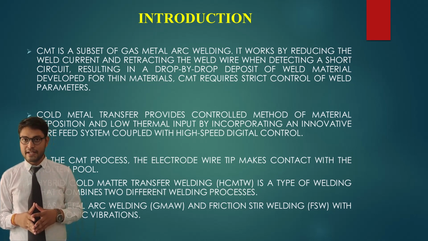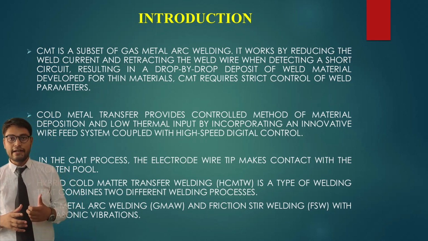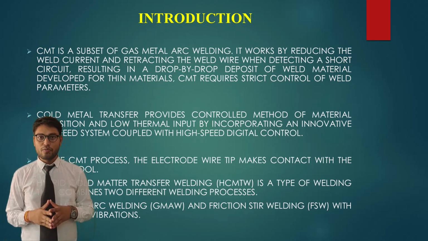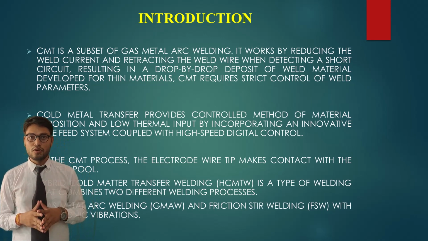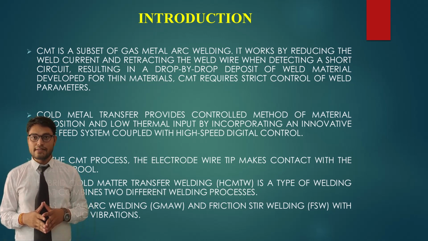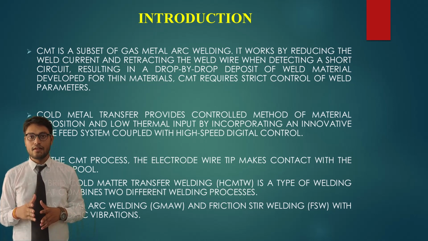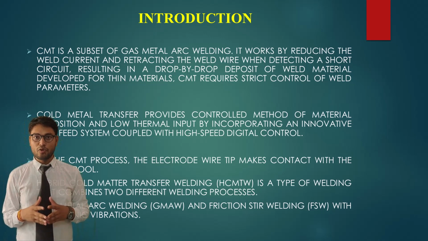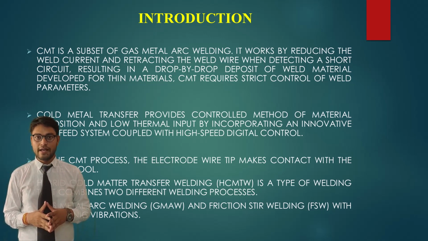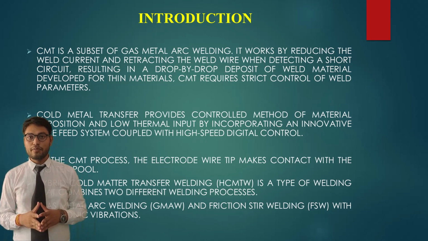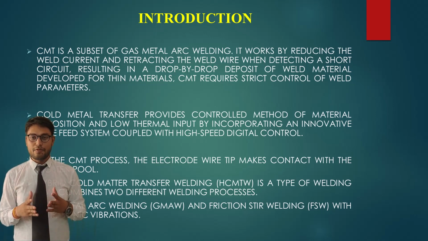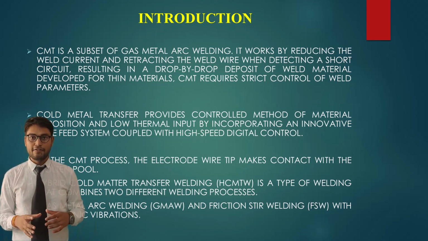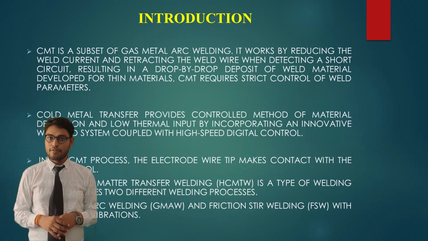CMT is a subset of gas metal arc welding. It works by reducing the weld current and retracting the weld wire when detecting a short circuit, resulting in a drop by drop deposit of weld material, suited for thin materials. CMT requires strict control of weld parameters. It provides a controlled method of material deposition and low thermal input by incorporating an innovative wire feed system coupled with high-speed digital control. Hybrid cold metal transfer welding (SCMT) is a type of welding that combines two different welding processes: gas metal arc welding and friction stir welding with ultrasonic vibrations.